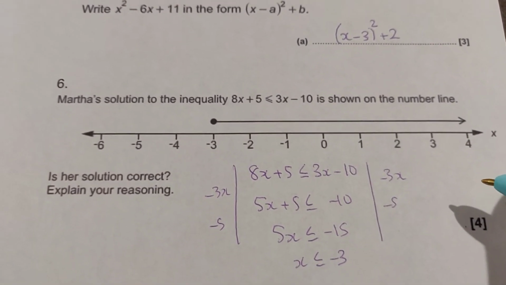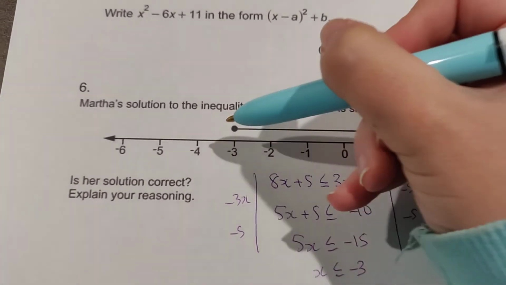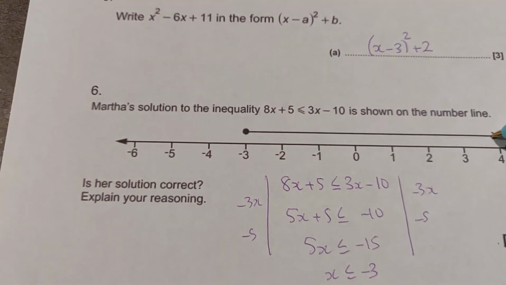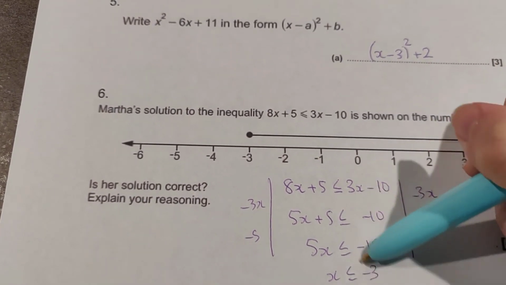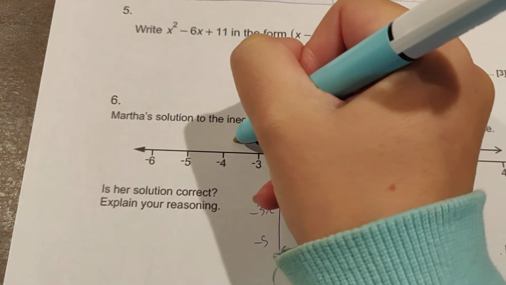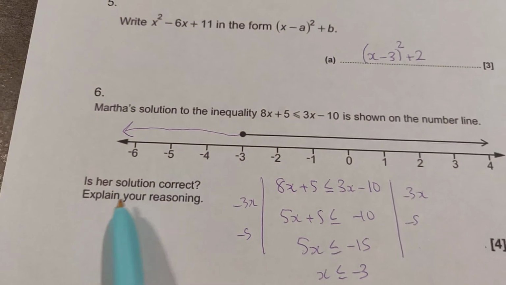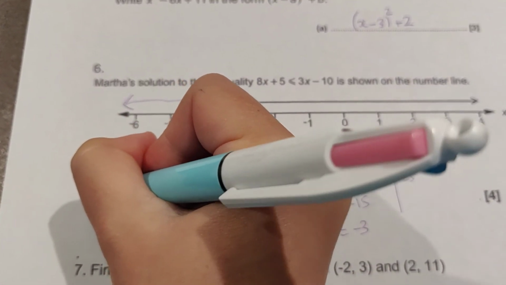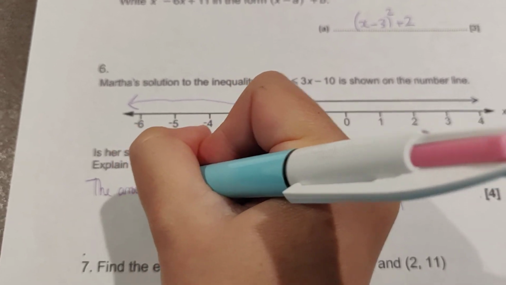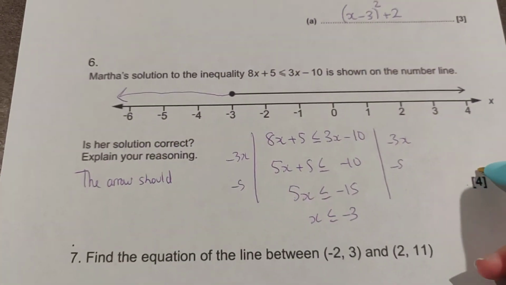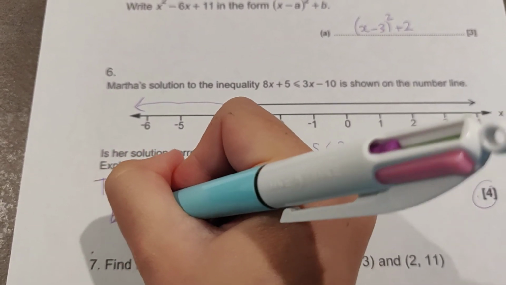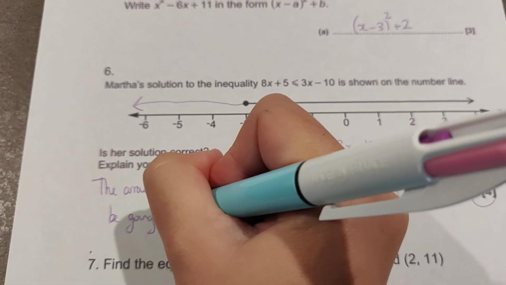So looking at what Martha has done, she has put a circle on minus 3, but these values are all bigger than minus 3, and we want the ones that are less. So basically it should be going this way. Obviously that's not really explaining. So explaining it, you could just put something like the arrow should be going the other way. Now obviously it was a 4-mark question. You need to make sure you have also shown this. So the arrow should be going to the left.